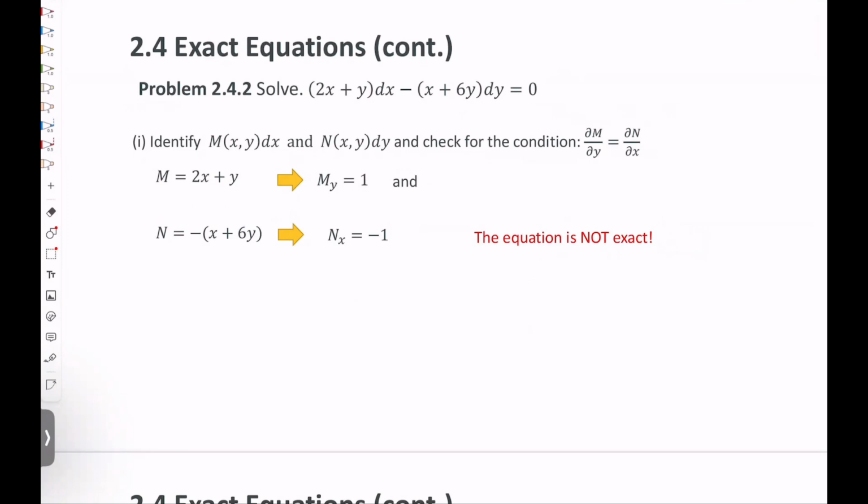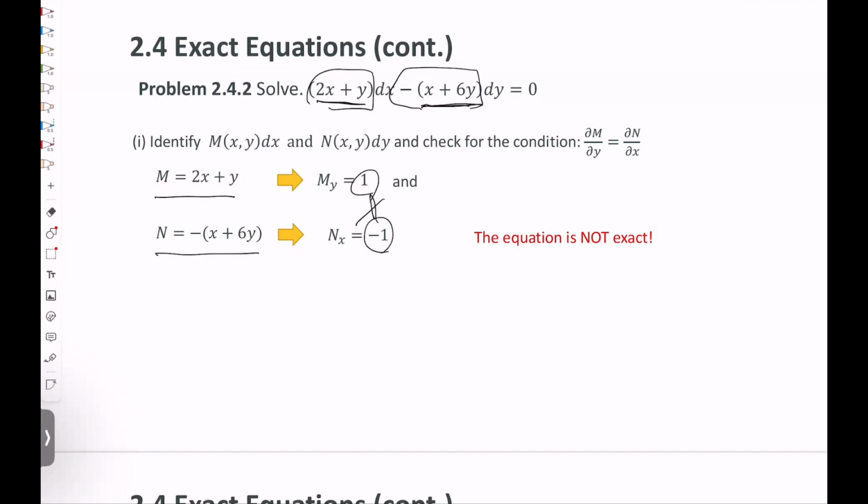Problem 2.4.2, and you're given 2x plus y times dx minus x plus 6y dy. You're going to let the first be M, the second one be N, and take the partial derivative of M with respect to y. We got 1. The partial derivative in terms of x for N, we got -1. They are not the same. Therefore, this is not exact.